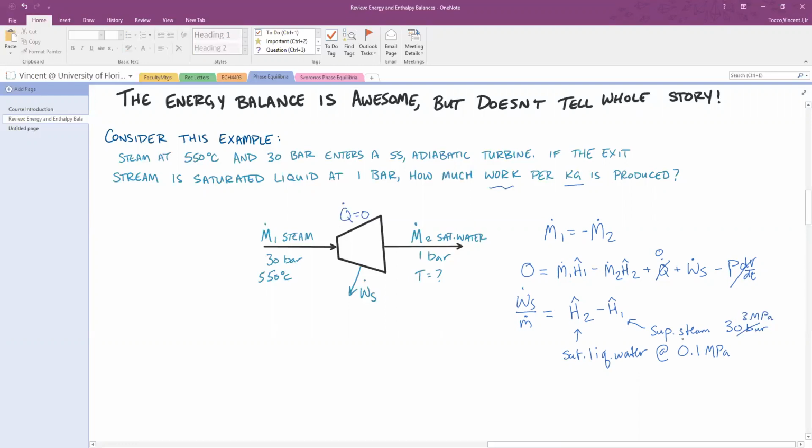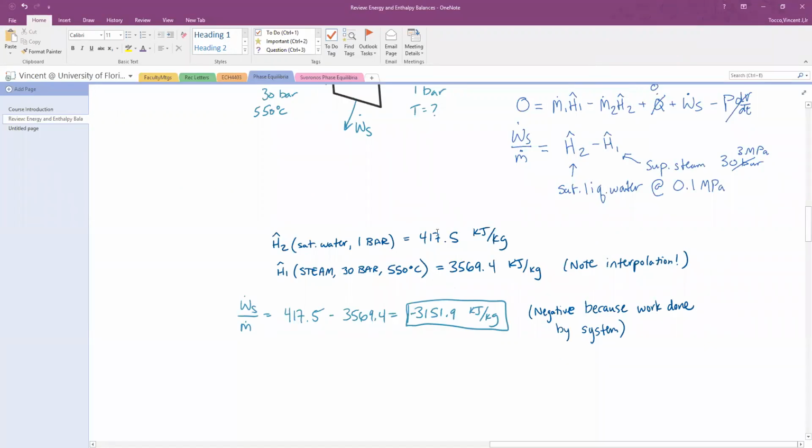So remember to interpolate when you look up that value in the back of the Sandler textbook, because you only have values for 500 and 600. So go ahead and look those up and calculate what your work per kilogram is. And I went ahead and looked those numbers up. This is what you should have gotten: 417.5 kilojoules per kilogram for the saturated water, and 3,569.4 for the steam at 30 bar, 550 C. You can simply plug those H values, those enthalpies, into the energy balance, and you will obtain the following number for work produced per kilogram: 3,151 kilojoules per kilogram. Seems like a pretty straightforward problem, right?